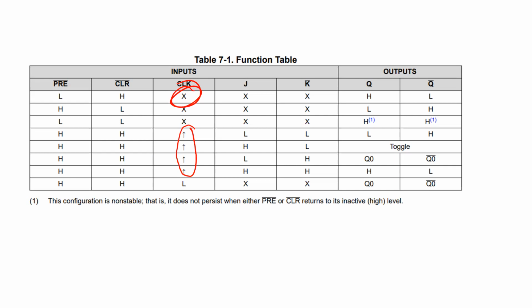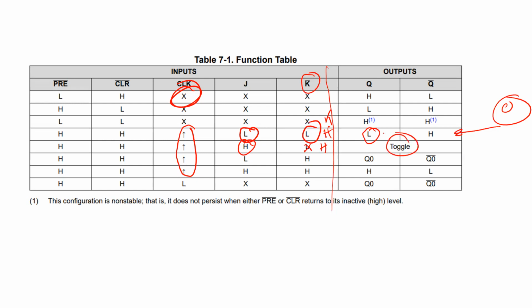Let's see. Now I'm going to put here low and low. Remember, this is K prime. Because this one is low, K is high. So I can make another column here for K. When J is low and K is high, in this case the output is going to be low; you store zero. Let's see the next one. Here you put high and low, so K is going to be high. When both are high, 1, 1 is actually toggle.